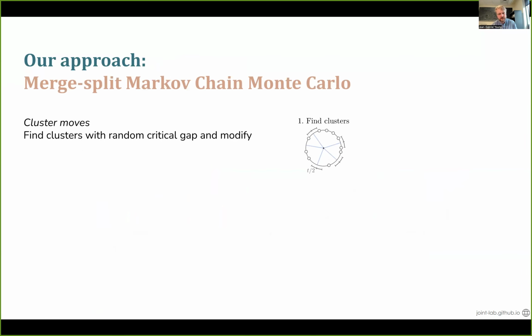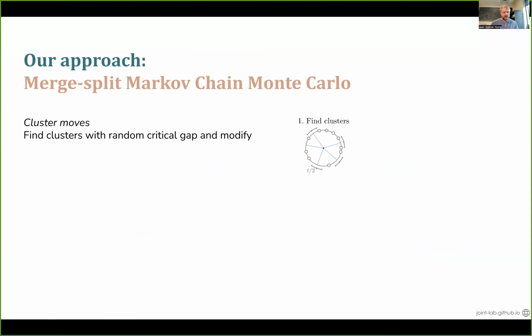And so the approach we took in this paper is to do the merge split Markov chain Monte Carlo. It's a method inspired by things that have been done for the stochastic block models and so on. The rough idea is that instead of just moving nodes around, because these long moves are difficult, we're just going to move clusters around.